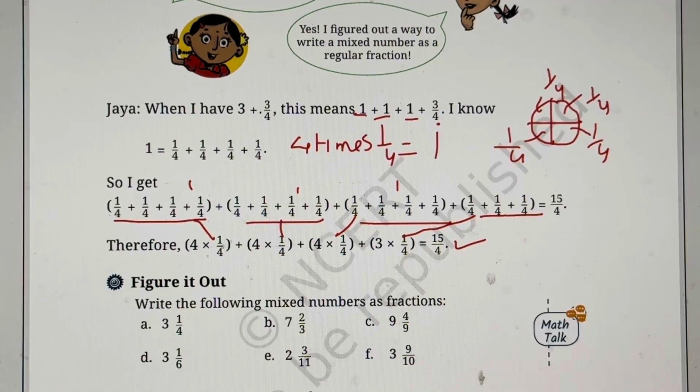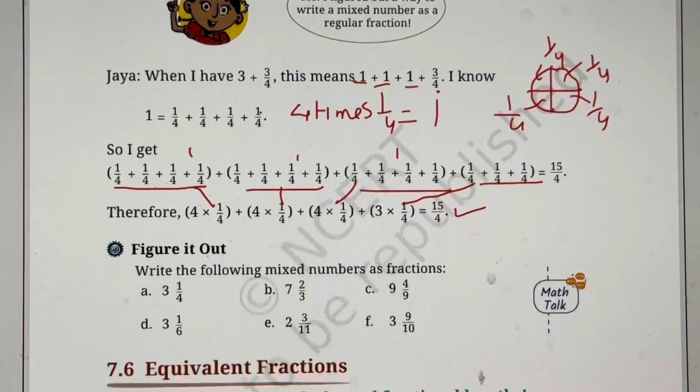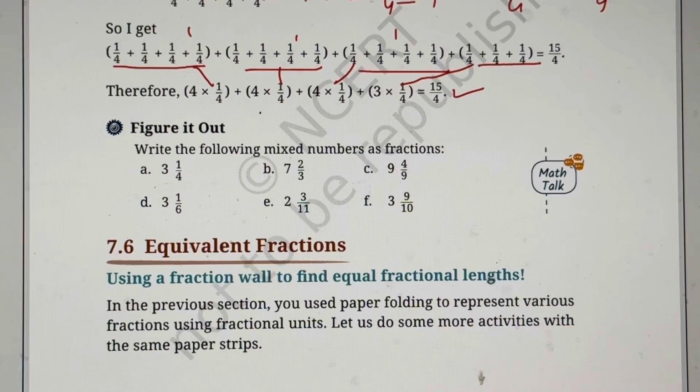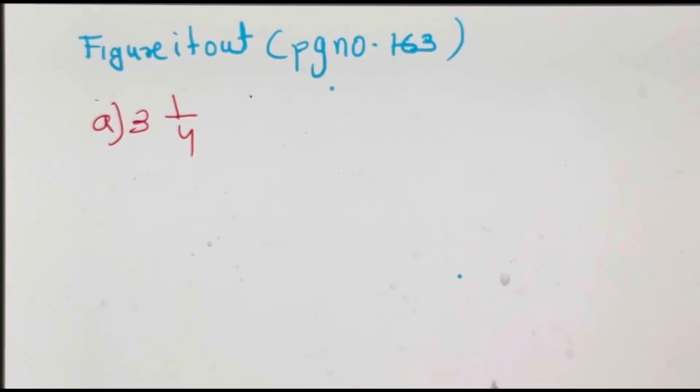Right? So now we will do the exercise, the figure it out exercise, which is based on the same concept. Write the following mixed numbers as fractions. A is 3 whole 1 upon 4. Now here also I'll teach you the way it is taught in this book, and then also a shortcut way to get the answer quickly. If you know both the ways, whichever way is asked in your exam, you can do it.